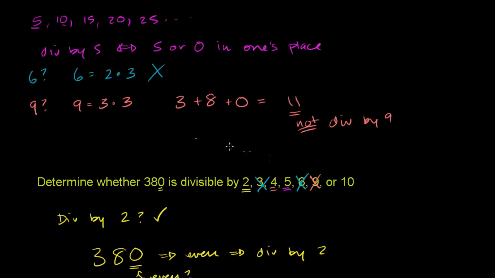So lastly, we have the number 10, and this is on some level the easiest one. What do all the multiples of 10 look like? 10, 20, 30, 40. We could just keep going on and on. They all end with 0. So if something ends with 0, it is divisible by 10. 380 does end with 0, or its ones place does have a 0 on it. So it is divisible by 10. So we're divisible by all of these numbers except for 3, 6, and 9.